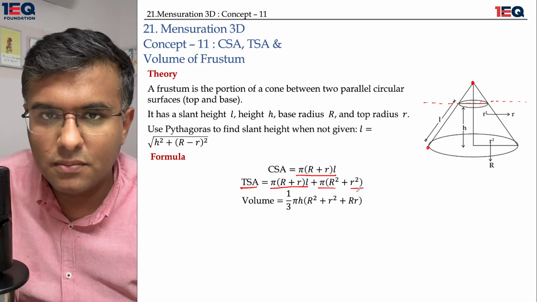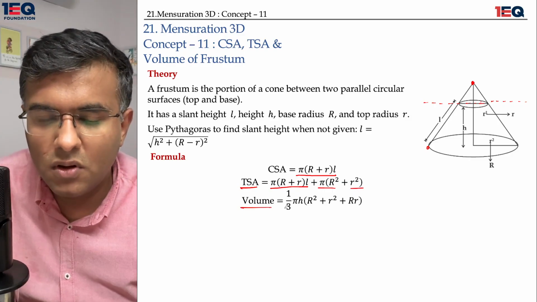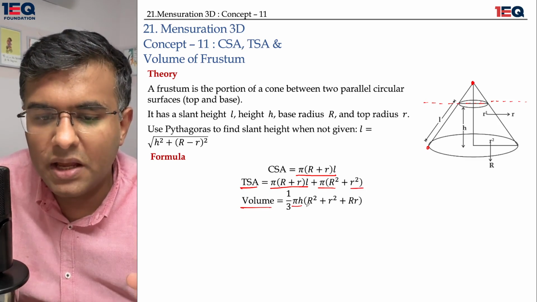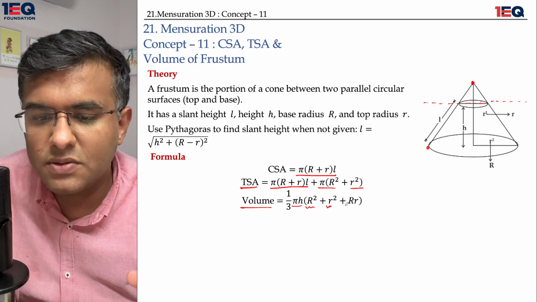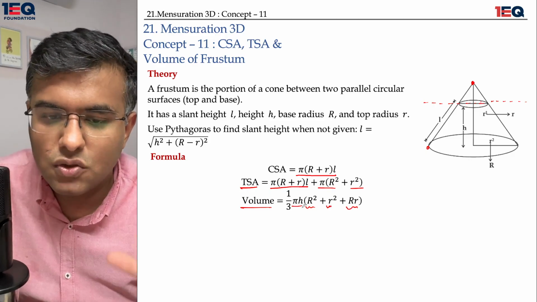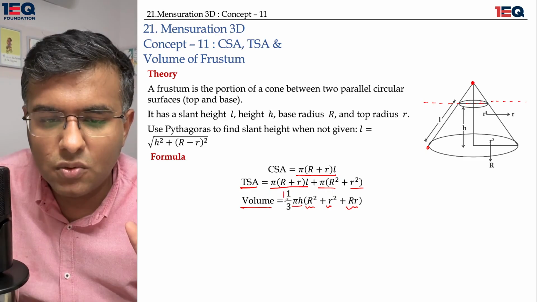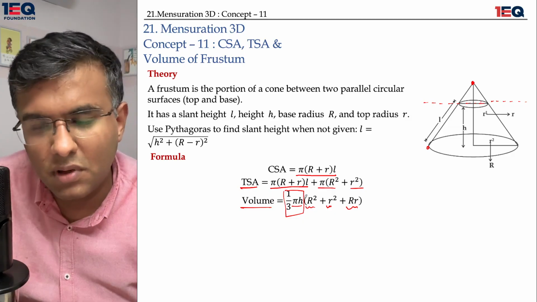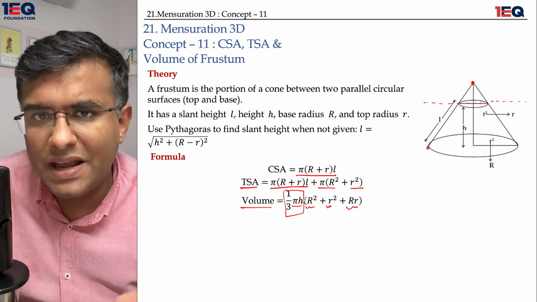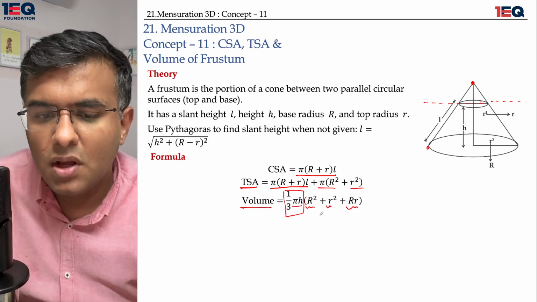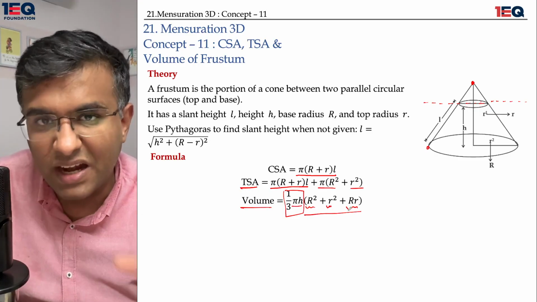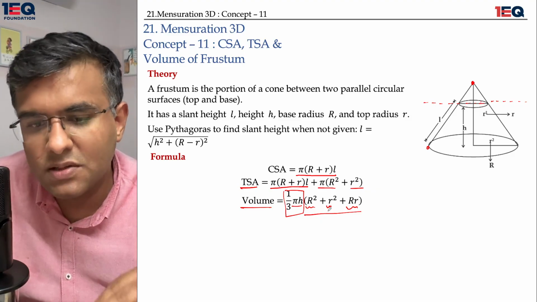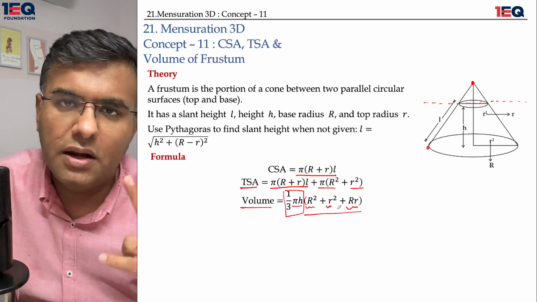Good enough? Yep. Now talking about volume. The volume is 1 by 3 pi h multiplied by capital R square, small r square plus rr. So how can you actually remember it? You just need to remember this 1 by 3, which is coming with the help of any volume of cone. 1 by 3 pi h stays common across the board. But when we are talking about the radiuses, they are going to come as capital R square plus small r square plus capital R into small r.